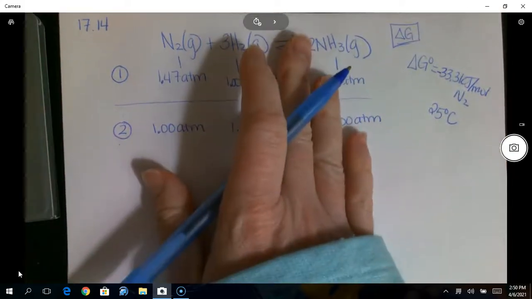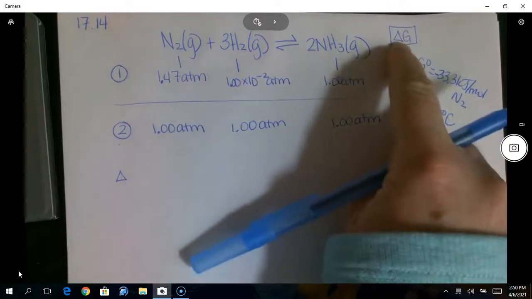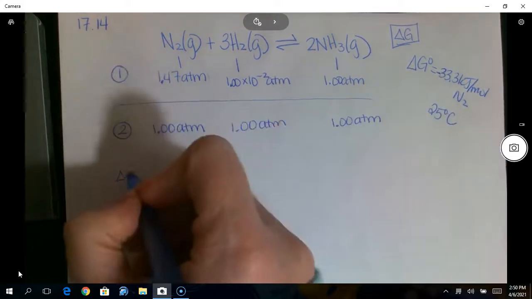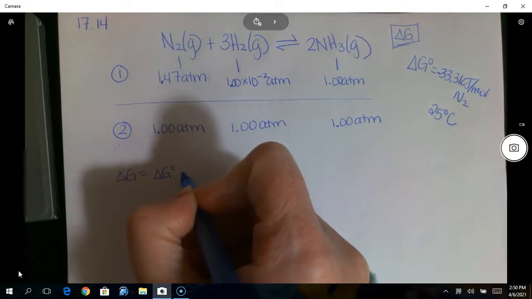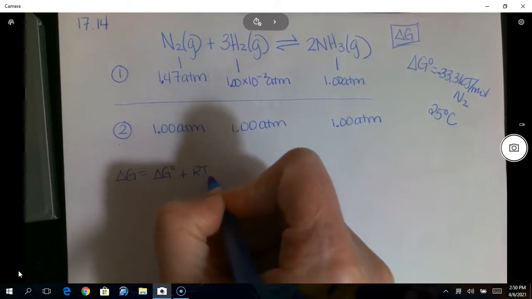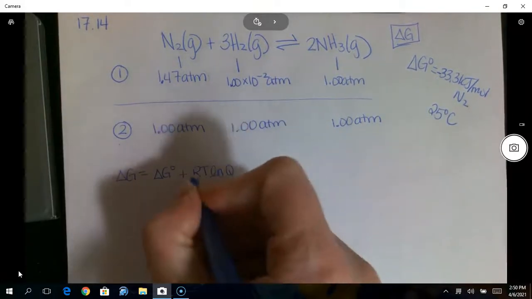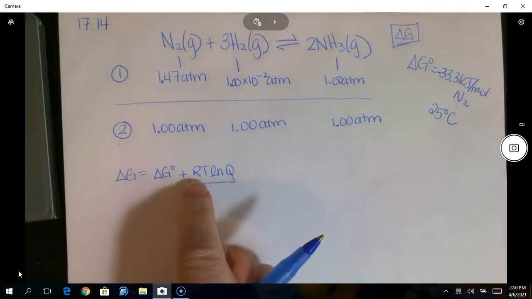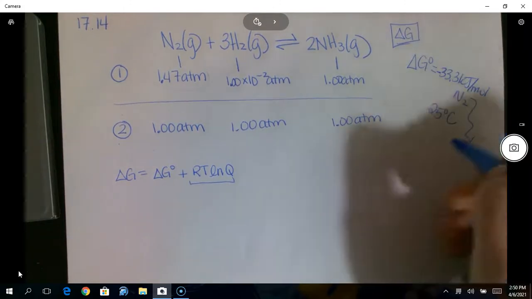So, okay, so let's analyze. Remember, our equation to relate delta G non-standard to delta G in standard conditions. So delta G equals standard change in Gibbs free energy plus RT ln Q. So for each of these, we really want to look at RT ln Q. The other thing is, remember that R always has joules in it, not kilojoules. So we want to convert this to joules, not kilojoules.